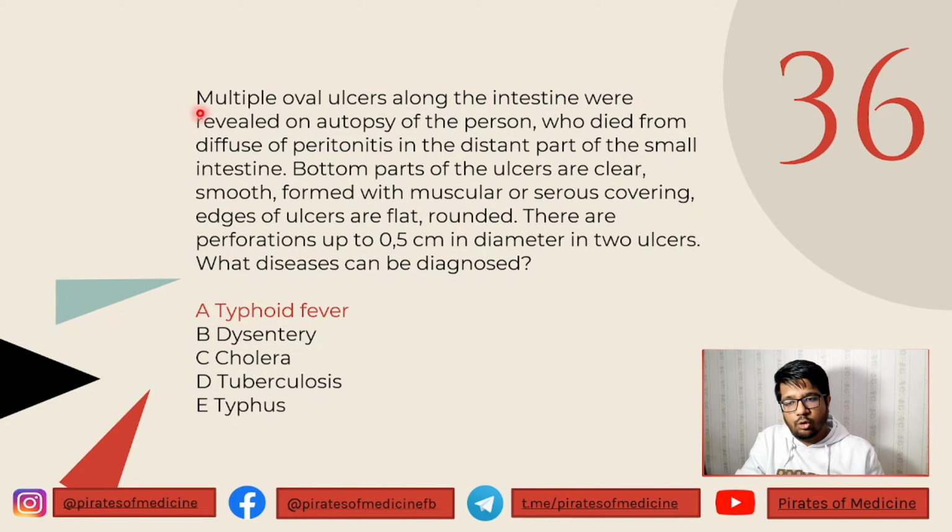36th is that multiple oval ulcers along the intestines were revealed on autopsy of the person who died from diffuse peritonitis in the distal part of the small intestine. Bottom parts of the ulcer are clear, smooth, formed with muscular serous covering. Edges of the ulcer are flat, rounded. Perforation up to 0.5 centimeter in diameter in two ulcers. What disease can be diagnosed?